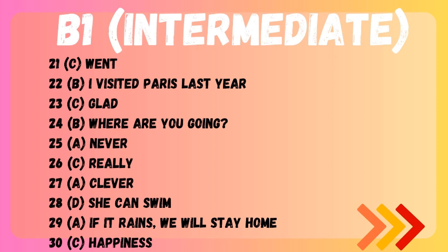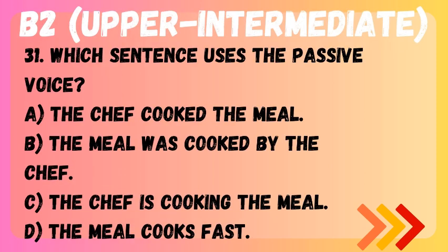30. C. Happiness. B2, upper intermediate. 31. Which sentence uses the passive voice? A. The chef cooked the meal. B. The meal was cooked by the chef. C. The chef is cooking the meal. D. The meal cooks fast. 5, 4, 3, 2, 1.